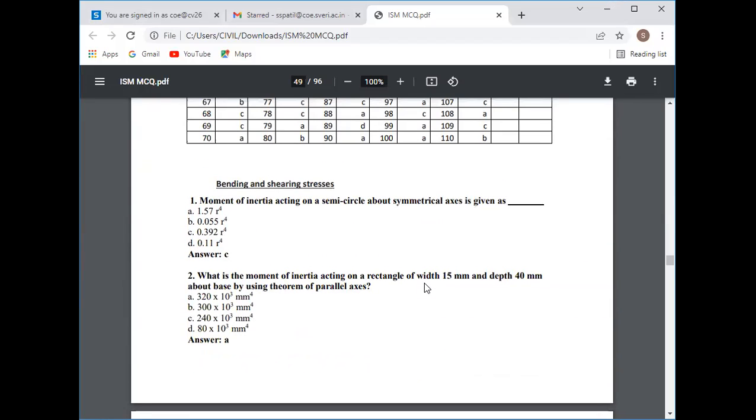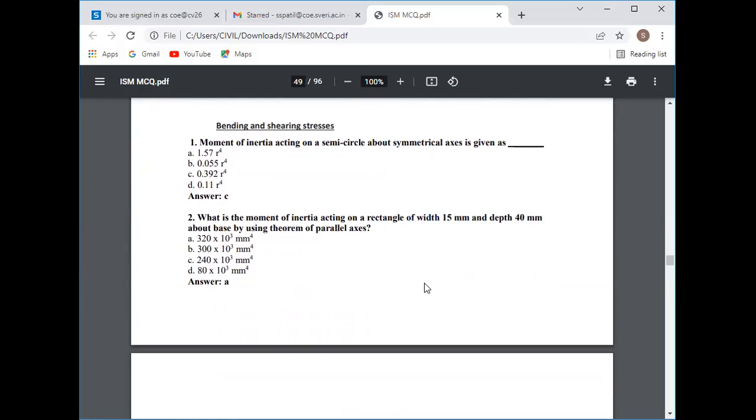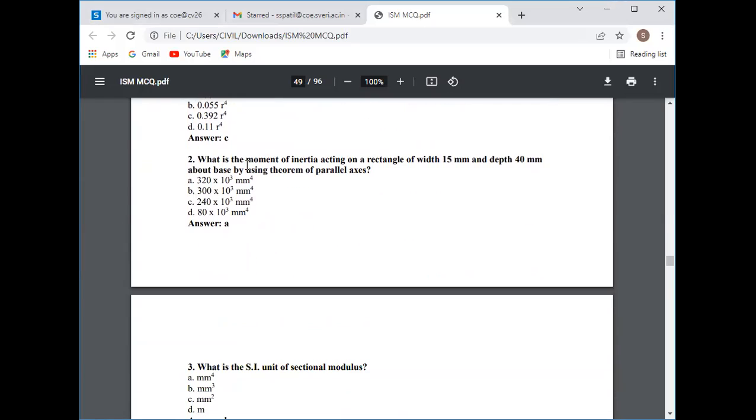Okay. So see here, second question. What is the moment of inertia acting on a rectangle? Which shape is given? Rectangular shape. A rectangle of width 50 mm and depth 40 mm, about base, by using the theorem of parallel axis. So here moment of inertia is asked, Ixx, which is equal to I base.